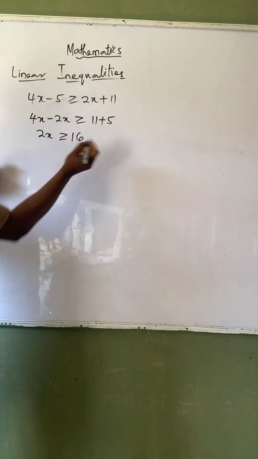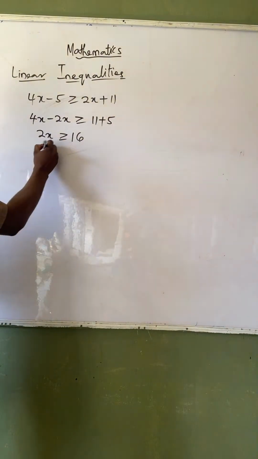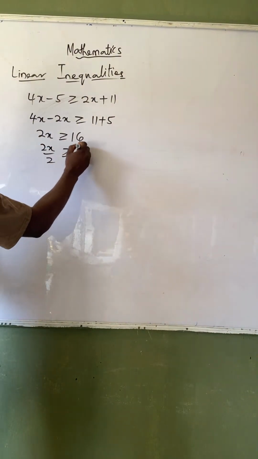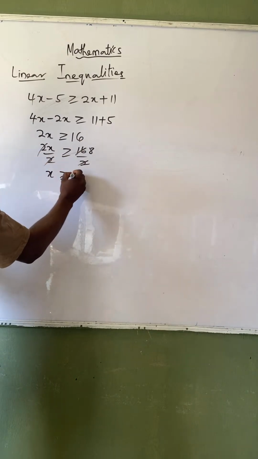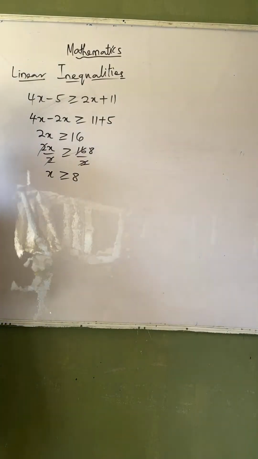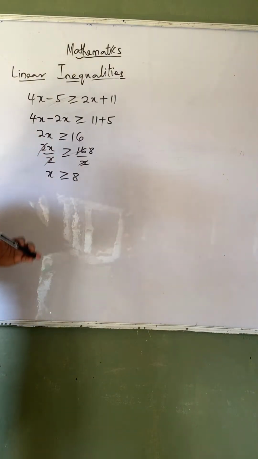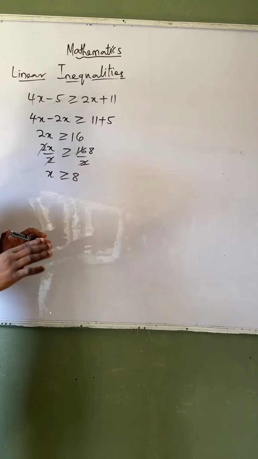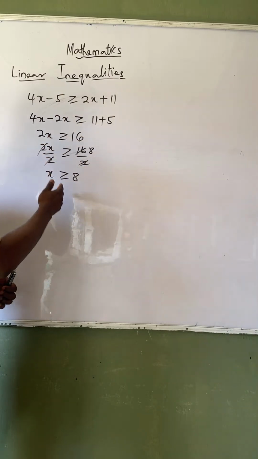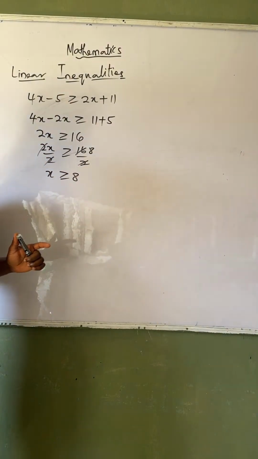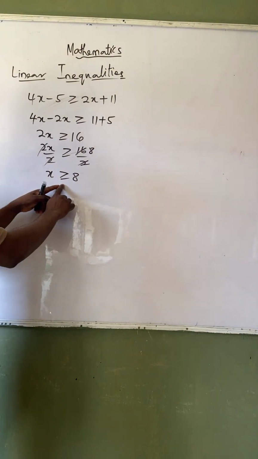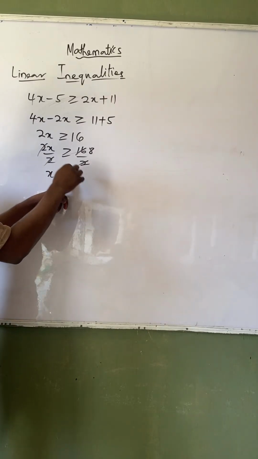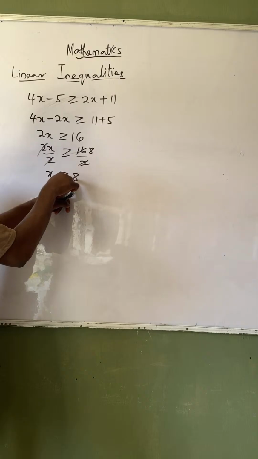From here you divide both sides by 2. So if I divide both sides by 2, what is x? x is greater than or equal to 8. Now this is the first example. Very easy. Nothing changes here. Our inequality sign will not change. Now as a student, you may not be taught this in your school. If you really want to understand this, you have to check the value.